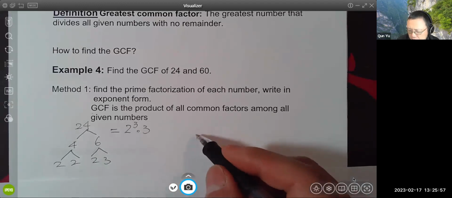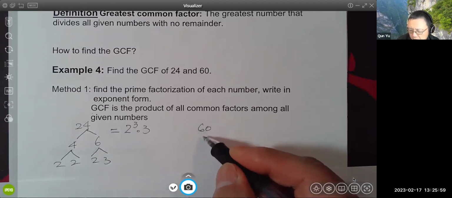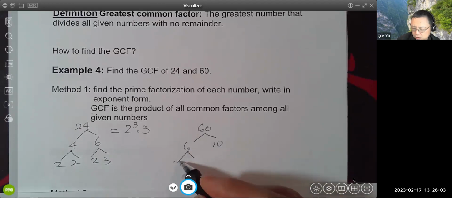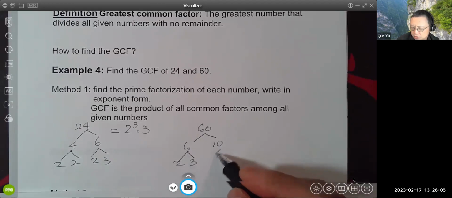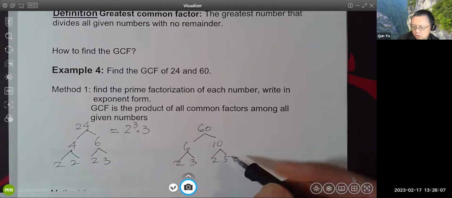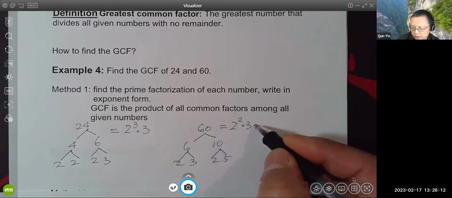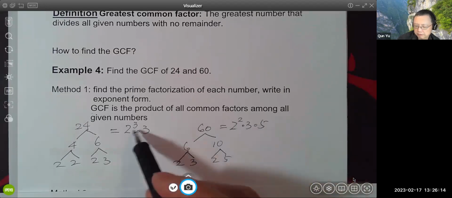Now we just repeat this process using 60. This is 6 and 10. 6 is 2 and 3, and 10 is 2 and 5. So the right answer in exponential form is 2 squared times 3, times 5. All of the numbers are factors.